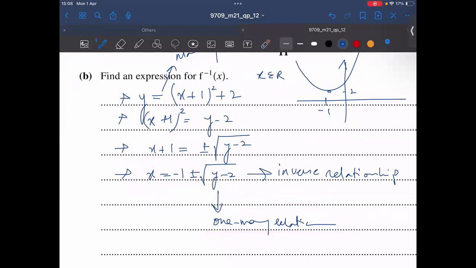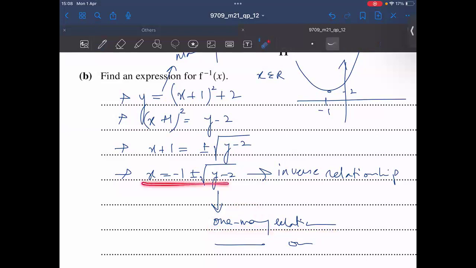And one-to-many relationships are not categorized as functions. A function is a kind of relationship where you have one output value against each input value. This kind of relationship does not yield one output value against each input value; it yields many output values against each input value. Therefore, it is not categorized as a function.